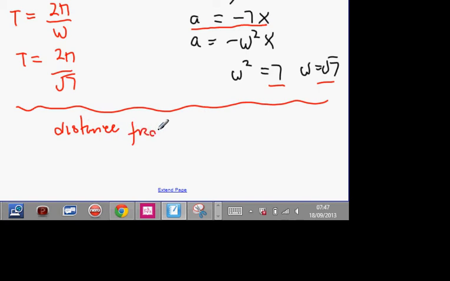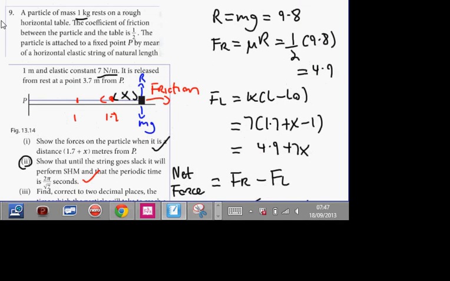Distance from P ends up to be equal to 1.7 plus x. He's just after telling us that this entire thing equals 2. Therefore x must be 0.3. Okay? So it wants a displacement of 0.3. Now we start from the extreme point, don't we? So as I said earlier, equilibrium is here, but you're starting here. So you're actually in the extreme position.